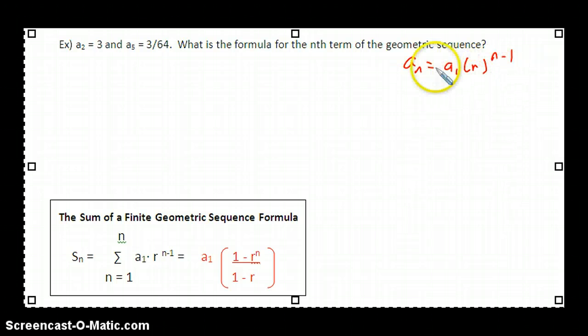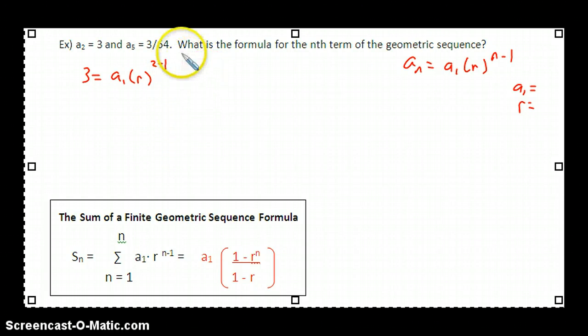So the things that I need to know to be able to plug into this formula are what is the first term and what is the common ratio. I don't have enough information right here to be able to go backwards to figure out what that first term is. So what I need to do is plug in what I know. The 2nd term of the sequence is 3. So that would be the first term times the common ratio raised to the 2 minus 1, because it's the 2nd term of the sequence.